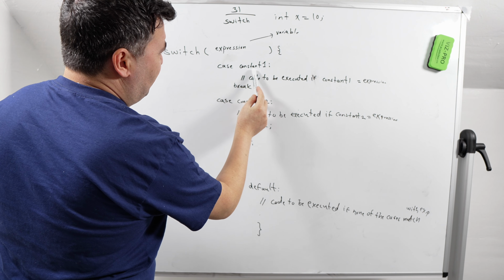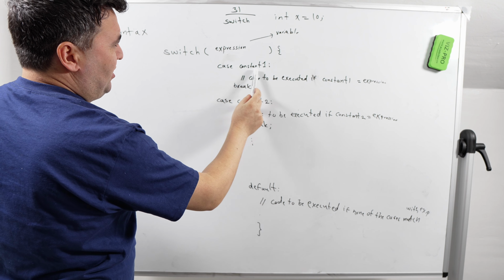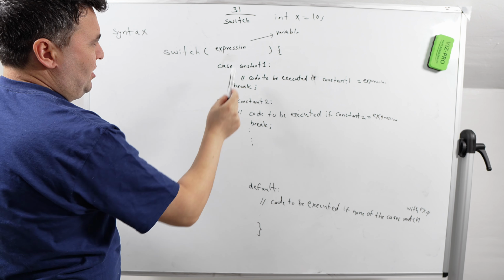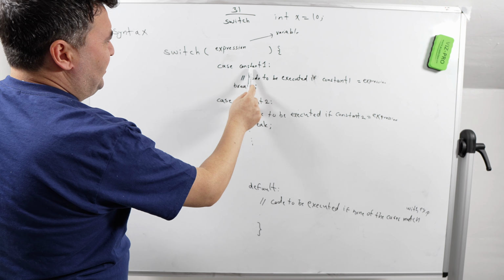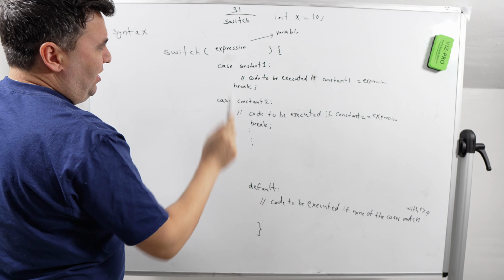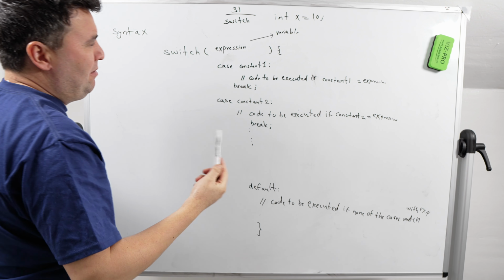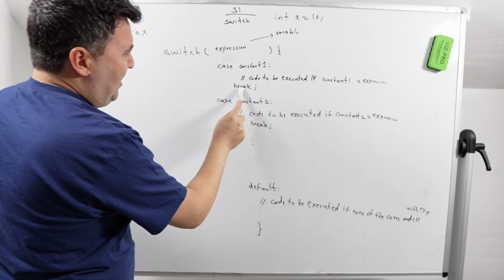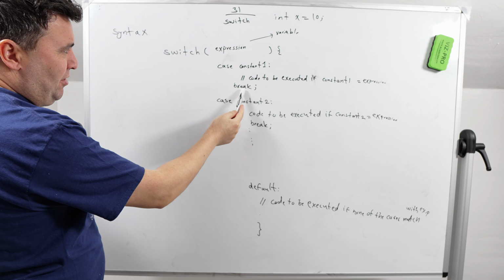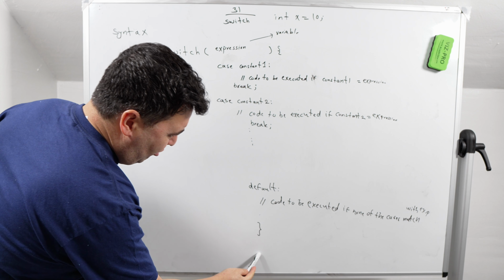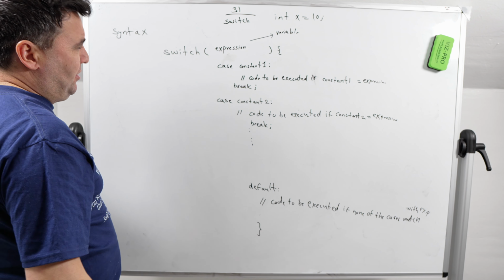Then in front of the case, we put constant 1. It may be a value, like 10. I can put case 5, or case 10, or case 15. If this constant value is equal to the expression value, any code we have after it will be executed. Then the break ends the execution here and transfers the execution of the program to after the block of the switch. So the remaining part of the program will be executed.